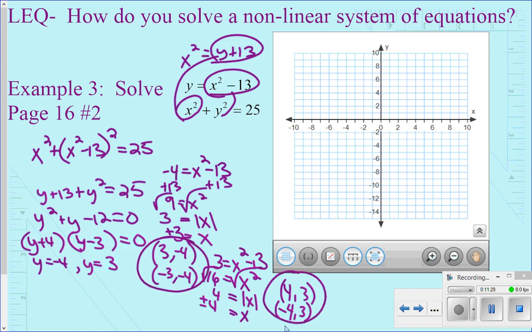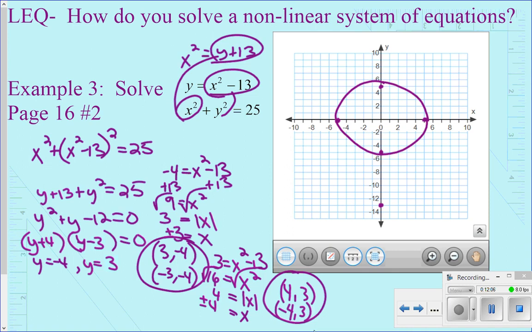So the first graph, I'll skip for the moment. I'm going to do the bottom one, which is a circle. Again, you should be able to look at that and know the center is 0, 0, and the radius is 5. So I'm going to 0, 0, and I'm going 5 to the right, 5 to the left, 5 down, and 5 up. And I'm graphing that circle. Okay. Next, I'm going to look at the parabola, which I can see is shifted down 13.